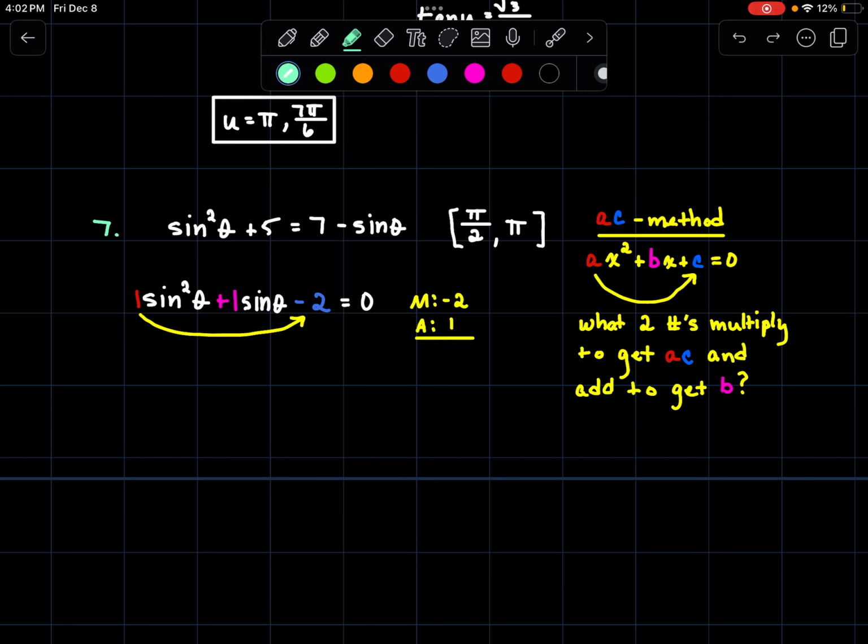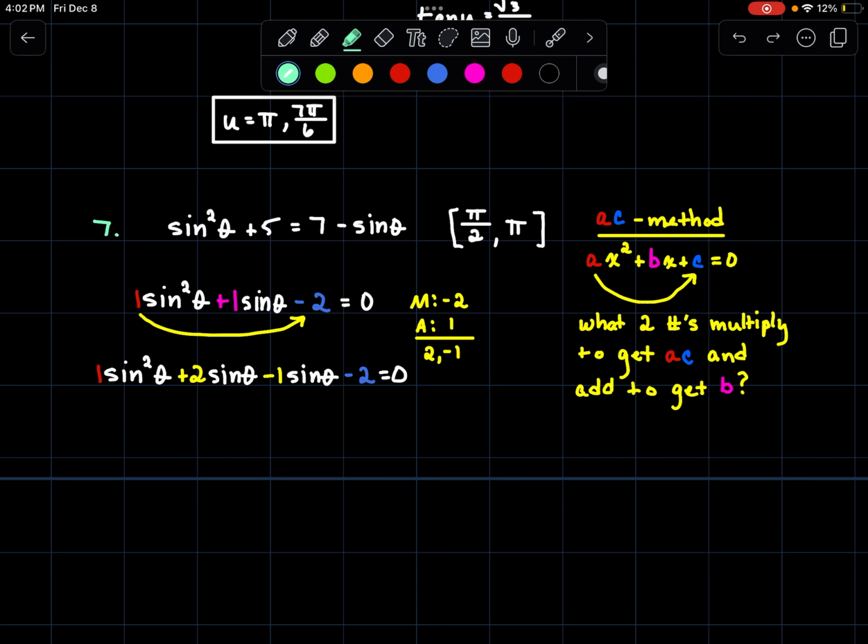What two numbers do I need to use that multiply to give me negative 2, but if you add those two numbers, you're going to get positive 1? Those two numbers are going to be 2 and negative 1. And what I do with these two numbers is I replace the middle. So I'm going to take 2 and that negative 1, and I'm going to break apart this, and I'm going to have 4 terms now that looks like such.